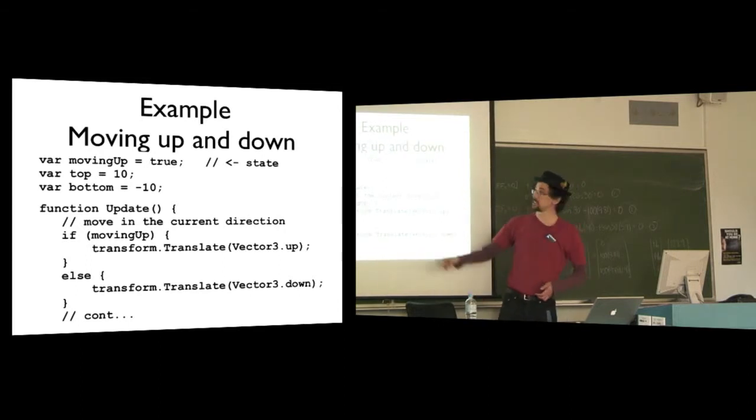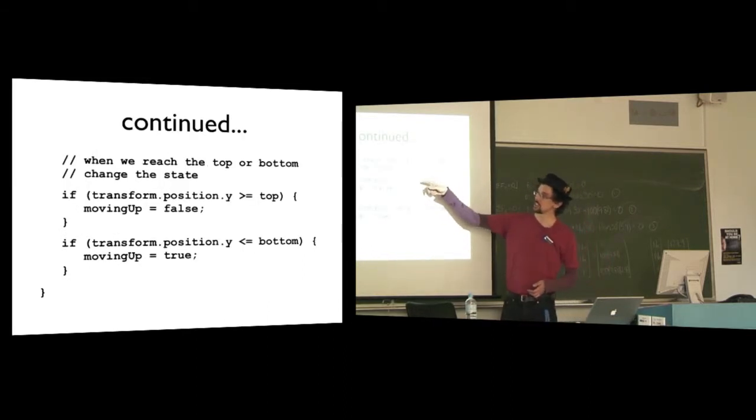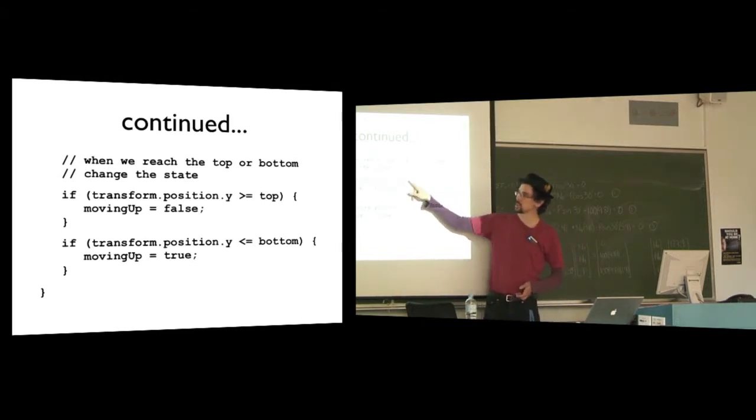But if we set two limits, top and bottom, then we can check in each frame whether we've reached the top. If the y position is greater than or equal to top, then we'll flip the value of moving up to false, and so we'll start moving down. If we've reached the bottom, then we'll flip it back to true, so we'll move up.